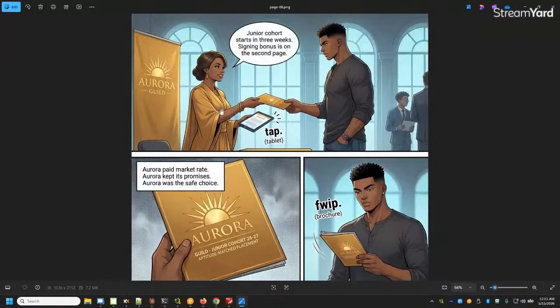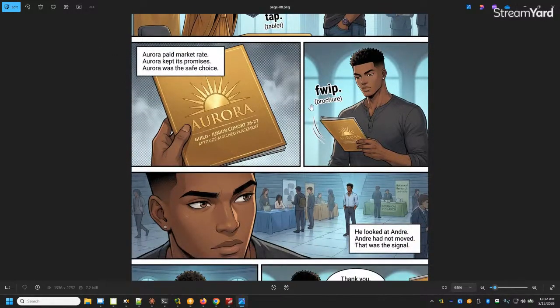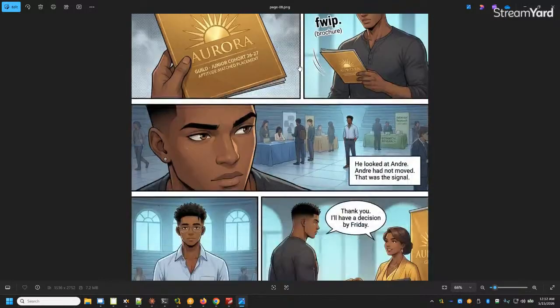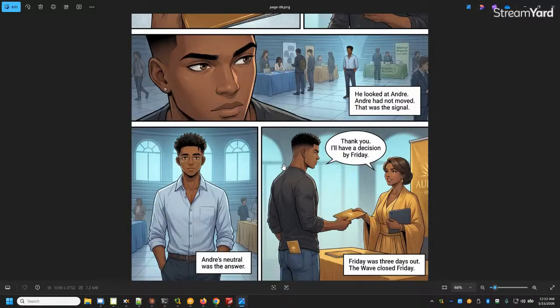I'll consider it. Oh, she turned black. Junior cohort starts in 3 weeks. Signing bonus is on the page. Now, was she supposed to be black or supposed to be white? We'll see. Aurora paid market rate. Aurora kept its promises. Aurora was the safe choice. See, it doesn't know that it's 4.7, doesn't know it's being redundant here. Okay. He looked at Andre. Andre had not moved. That was the signal. Andre's neutral was the answer. Thank you. I'll have a decision by Friday. Friday was 3 days out.